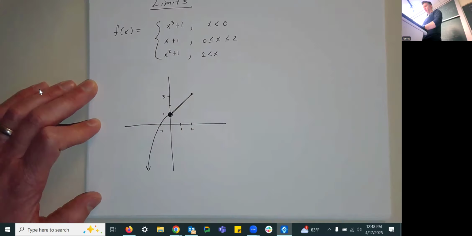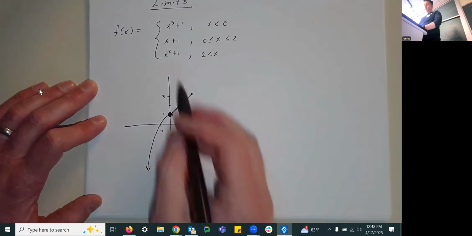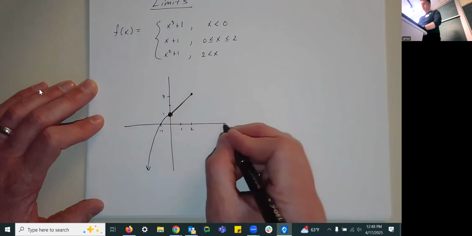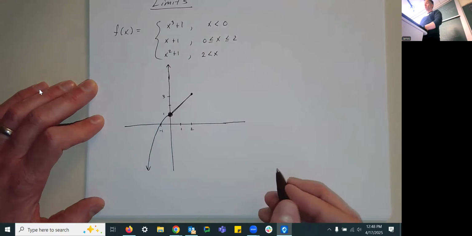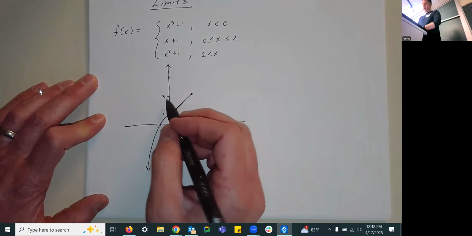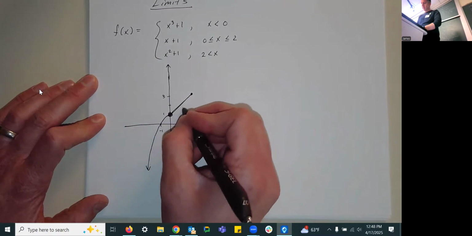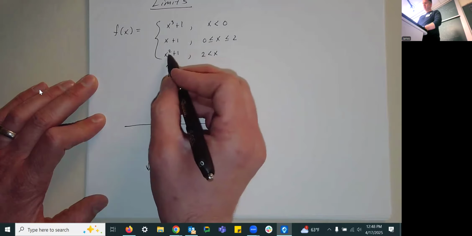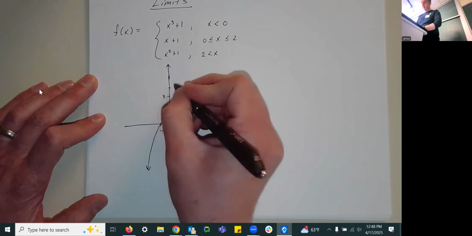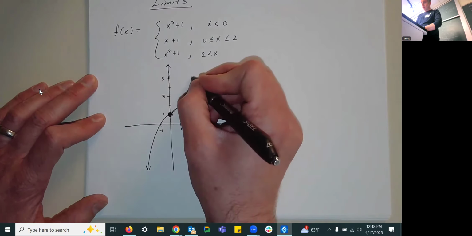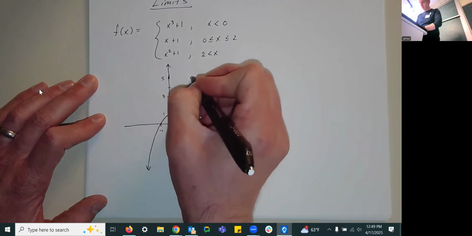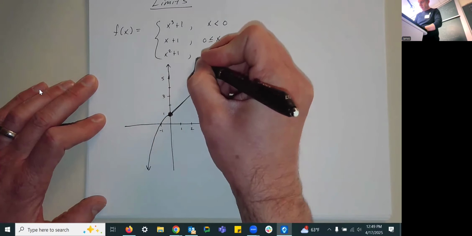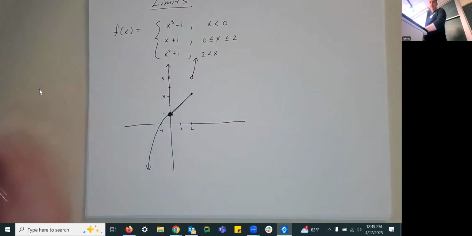There's that middle portion of the graph. And then to the right of 2, it's going to look like the graph of x squared plus 1, which is your usual parabola shifted up 1. When we get to 2, 2 squared plus 1 is 5, so I would be starting here, and I'd have the usual parabolic shape. So there's the graph of this piecewise function.